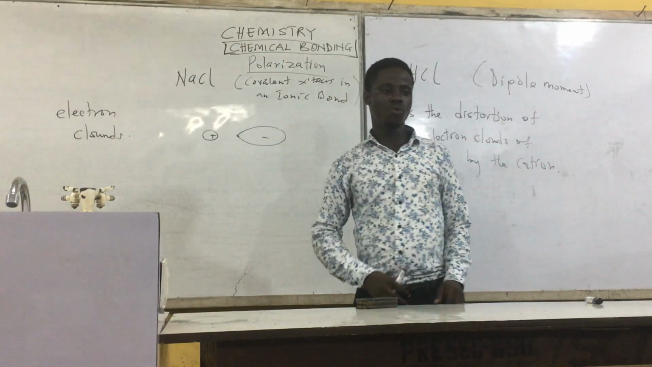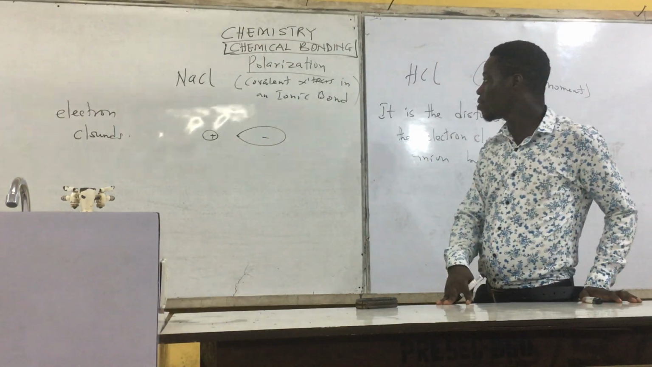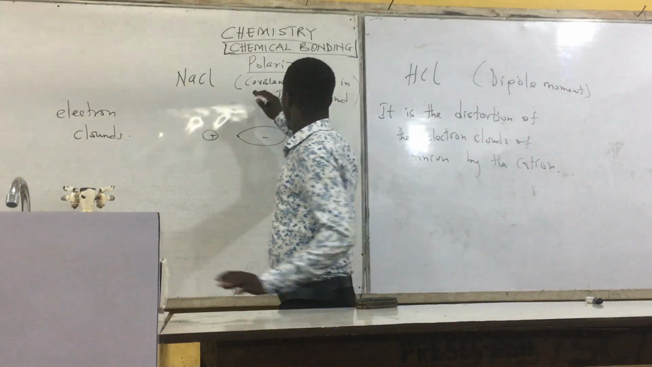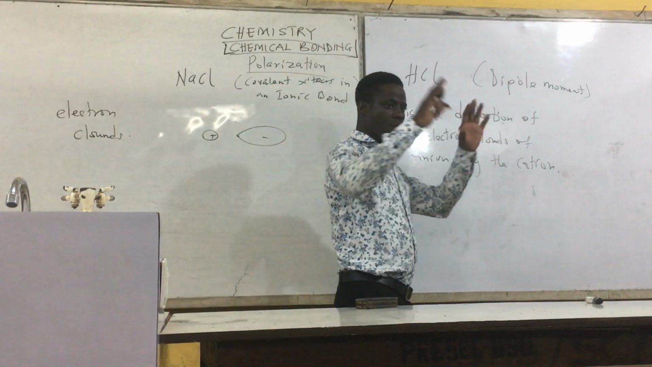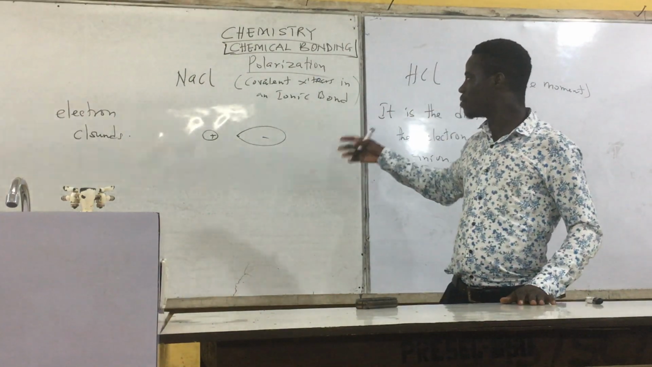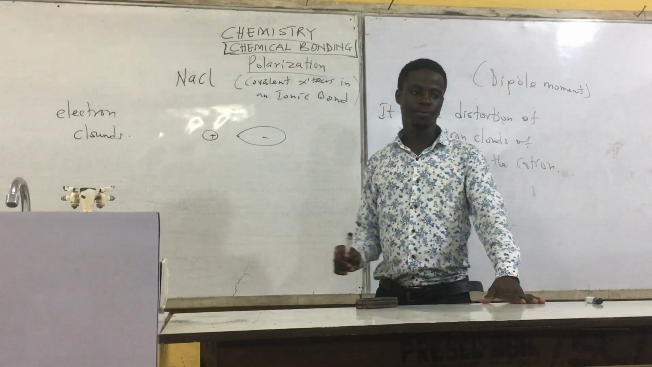Covalency, we will look at a rule governing this called Fajans' rule, which will help us to understand the concept in a detailed way. So, this polarization has some terminologies that you need to understand. This is the whole process. The process itself is what we call the distortion of the electron clouds of the anion by the cation.